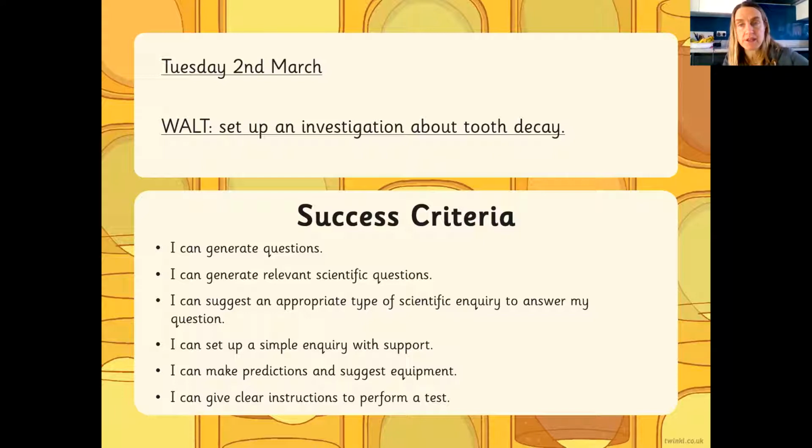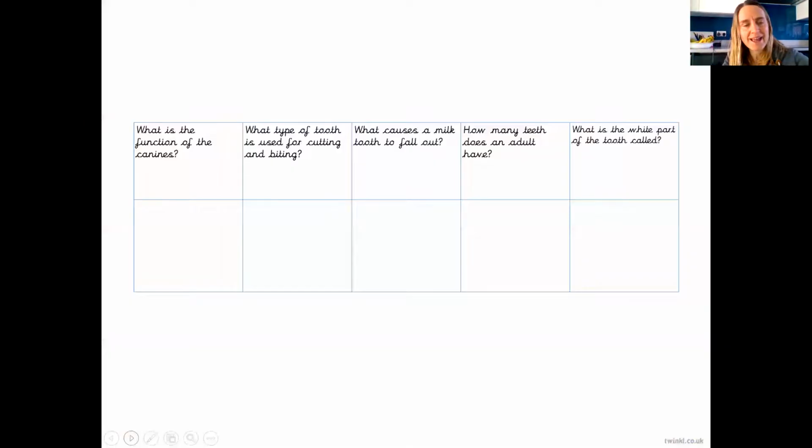So if you could just pause the video and write your date and WALT in your books. Again, make sure it's really neat, beautifully joined up handwriting, and make sure you underline your date and WALT. And then when you're ready to move on, just continue with the video.